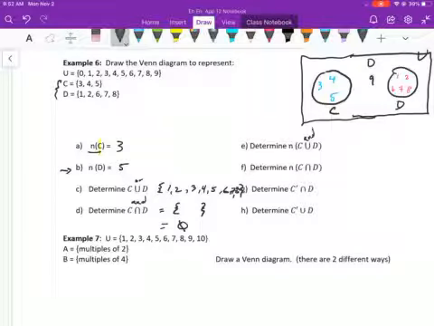Now here, E, determine the number that are in set C and D. Now that is the union. So C and D. Sorry, incorrect. C or D. Right, upward opening is OR. So really, I need to ask myself how many are in this or this.